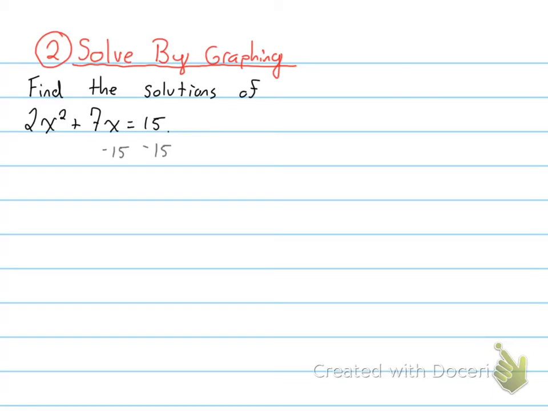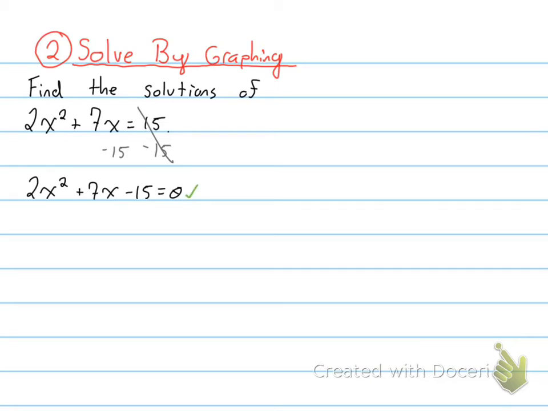So what I'm going to do first here is bring that 15 over, and now I'm left with 2x squared plus 7x minus 15 equals 0. And again, just keep in mind, I could solve this by factoring as well, but I'm going to do this in the graph just so we can see two different ways of doing it.